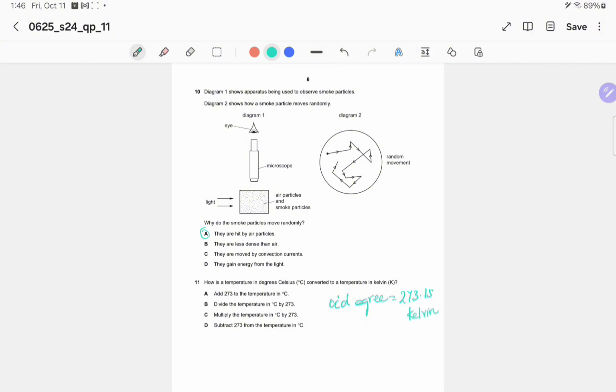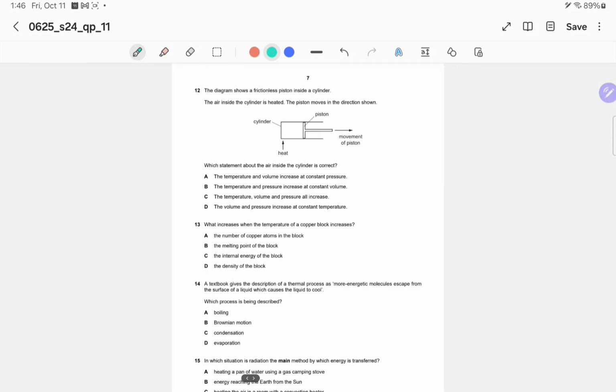That's the formula we will use, or generally, by adding 273 to the degree centigrade, we will get the answer in Kelvin. Okay, so this is the answer. Add 273 to the degree centigrade value, and you will get the answer in Kelvin.